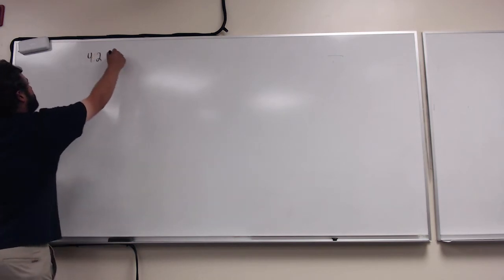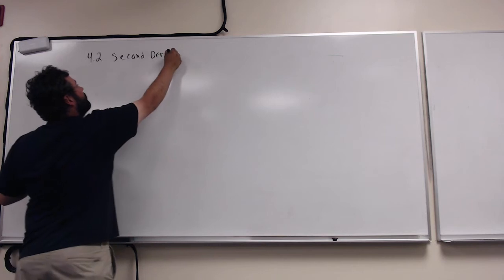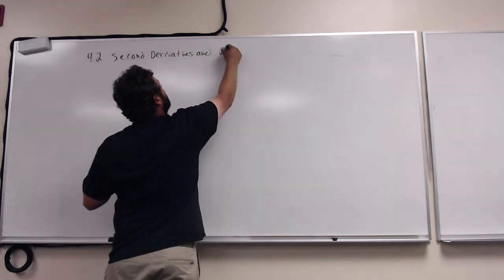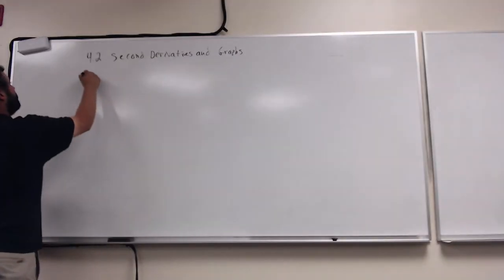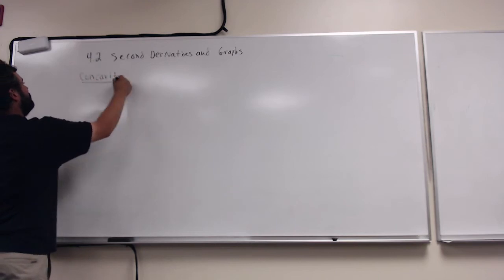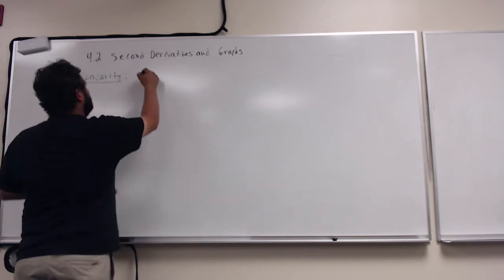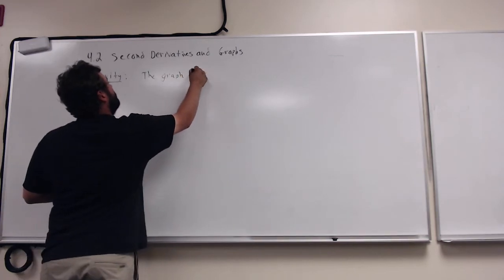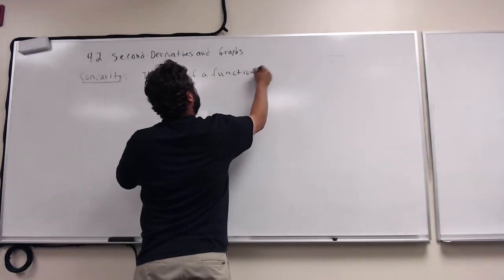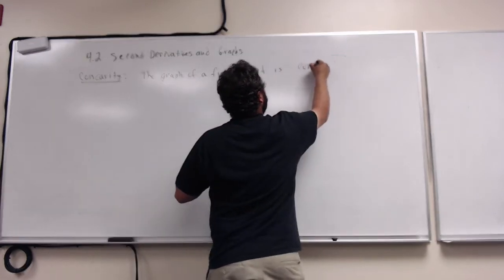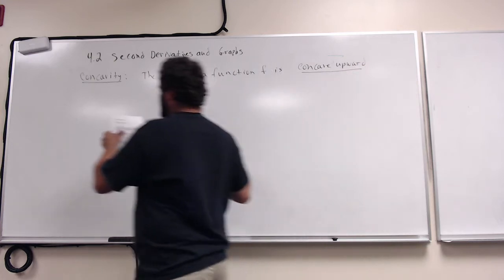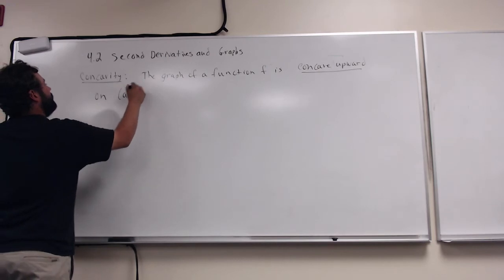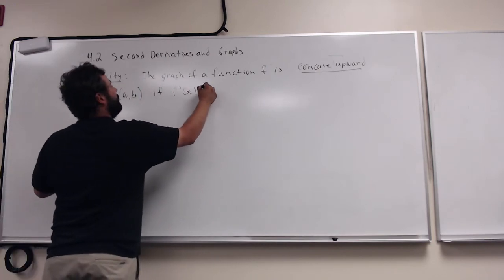Okay, so we're going to start talking about 4.2, second derivatives in graphs. We'll talk a little bit about what the second derivative is doing for us. First, I will define concavity. Okay, so the graph of a function f is concave upward, and we'll talk about why this ought to be the case, on the interval (a, b) if f prime of x is increasing.